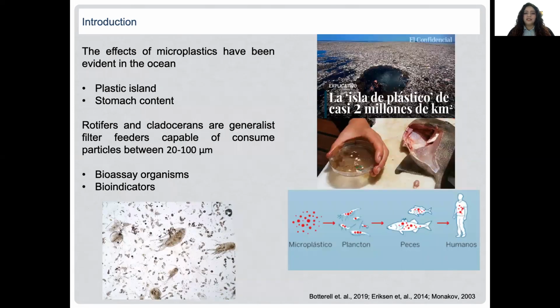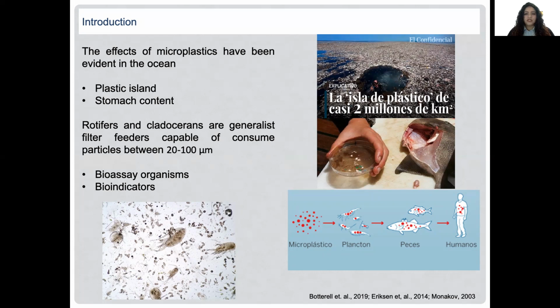The effect of plastics has been studied in the ocean. Enormous quantities of plastic have been recorded in the form of islands in the Pacific Ocean and in the stomach contents of fish and birds due to direct ingestion. However, in epicontinental waters, there is still no record of its presence and the effect on the organisms with which it has contact, such as aquatic zooplankton communities.